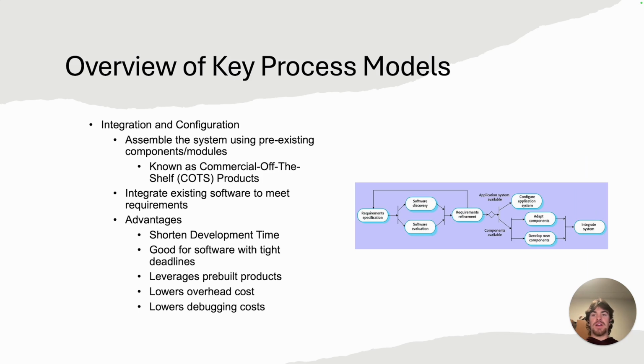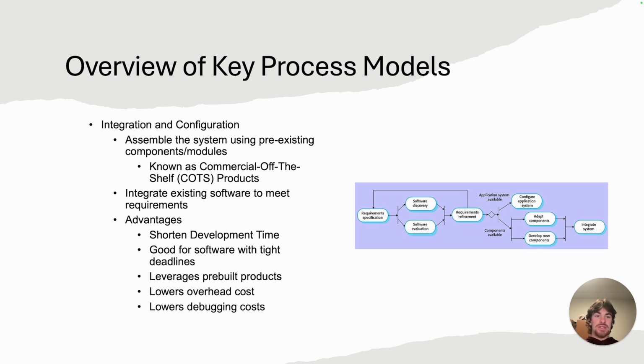Next up, we have integration and configuration. It involves assembling systems using pre-existing commercially available components or modules, often referred to as commercial off-the-shelf products or COTS. Instead of developing software from scratch, developers will select, configure, and integrate existing software components that meet project requirements either as standalone products or as part of a larger framework.